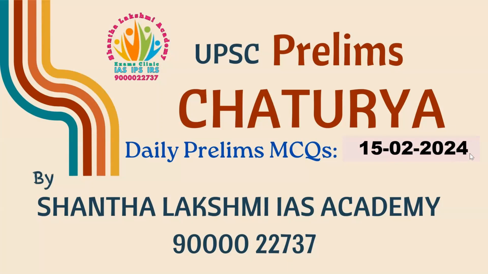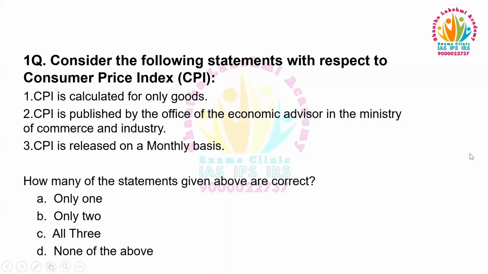Let's begin. The first question. Consider the following statements with respect to Consumer Price Index. CPI is calculated for only goods. CPI is published by the Office of the Economic Advisor in the Ministry of Commerce and Industry. CPI is released on a monthly basis. How many of the statements given above are correct? Only one, only two, all three, none of the above.